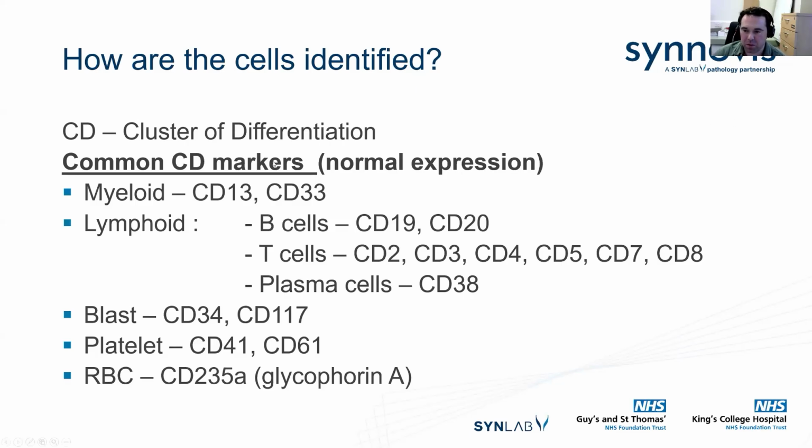So some examples would be CD13 and CD33 for myeloid cells. Lymphoid cells, for B cells, you have CD19 and CD20. T cells are generally CD2, 3, 4, 5, 7, and 8. Plasma cells, CD38. Immature cells or blast cells are generally CD34 positive and CD117 positive. Platelets are CD41 and CD61, and then red cells would be generally CD235A.